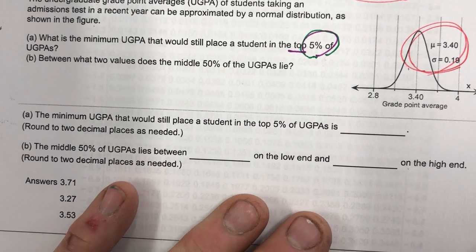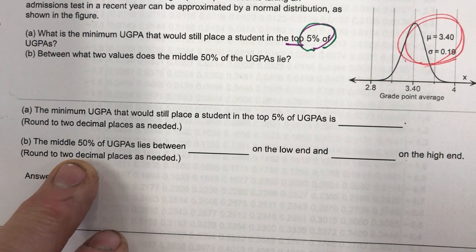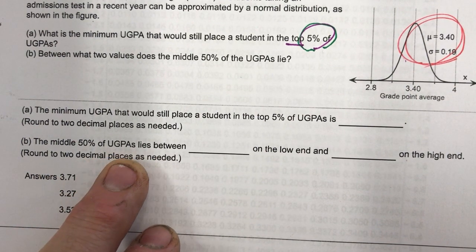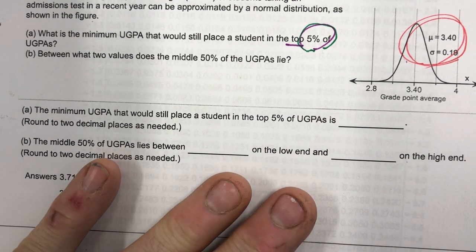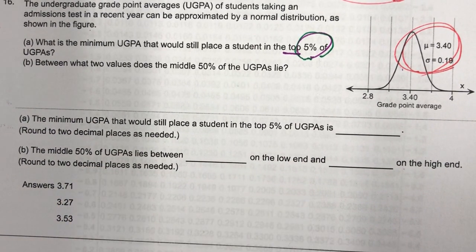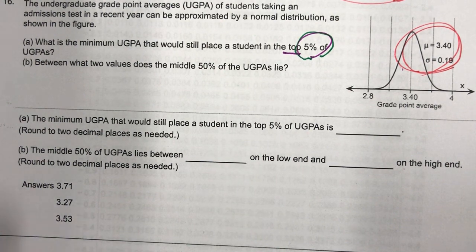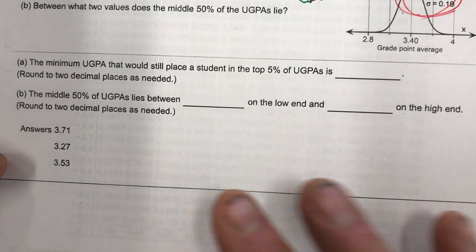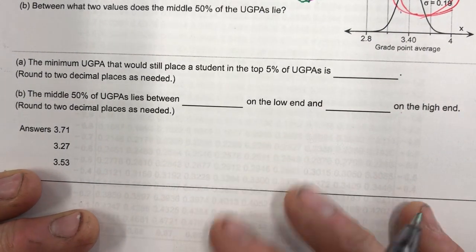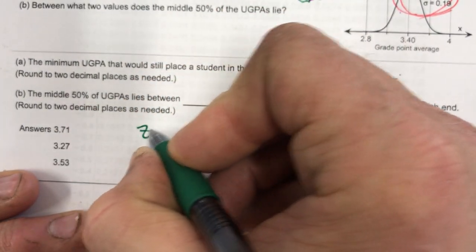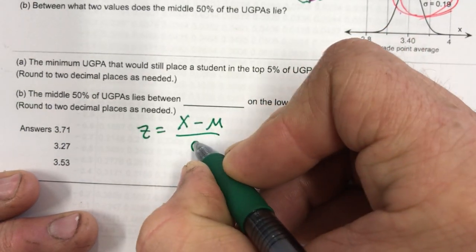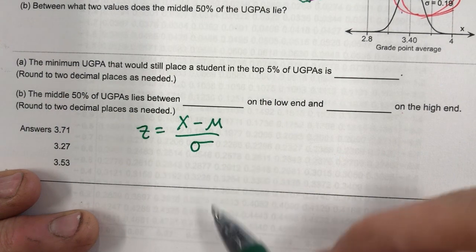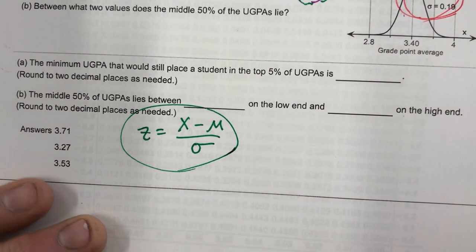All right, part B here. The middle 50% of UGPAs lies between what and what? Okay, the middle 50%. All right, let me get a piece of paper here for that. Well, we got some room down here, let's use this room. So first of all, our z-score equals x minus mu divided by standard deviation. Okay, so we're going to use this equation.